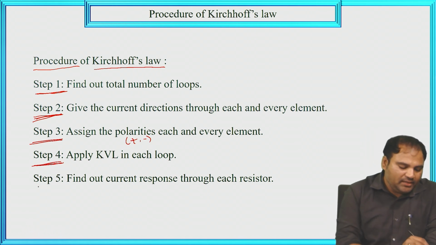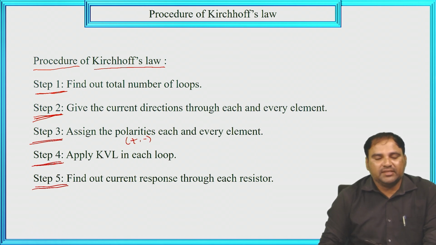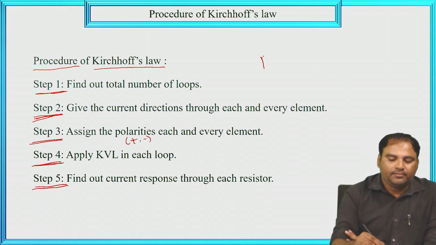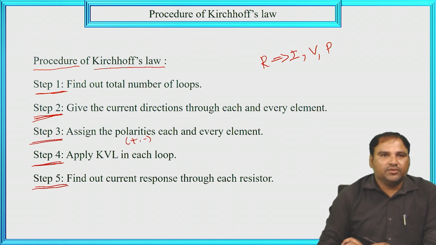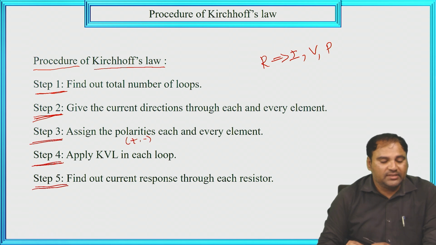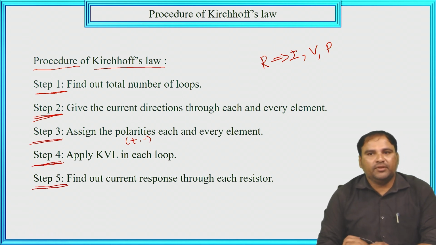And finally, step number 5 is we have to find out the response of each resistor, whether it is a current, a voltage, or a power. Suppose for the resistor, we need to calculate the current through the resistor, the voltage drop across the resistor, and the power at the resistor. So these are the steps, the procedure of the Kirchhoff laws. Now we'll go for the problems.